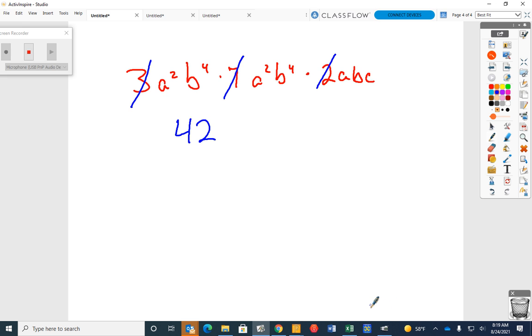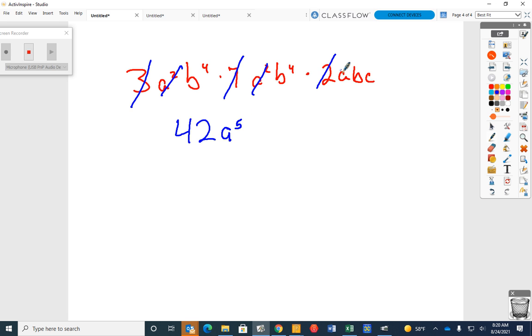Sam? By the way, when you multiply variables like this, go in alphabetical order. What's the first one I see up there? A to the first times a to the second is what? Times a to the second would give me what? A to the fifth.